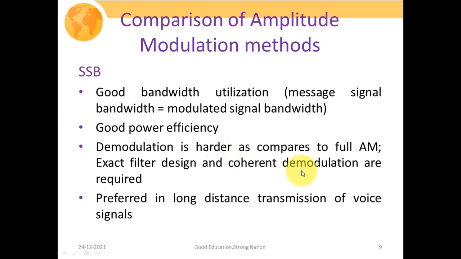Demodulation is harder as compared to full AM. Exact filter design and coherent demodulation are required, as we already studied in the SSB system, where we saw that we require high quality factor filters with a high roll-off factor, which can selectively select one sideband and completely reject the other sideband. So the demodulation part is quite complex. It is preferred in long distance transmission of voice signals. This is the basic application area of the SSB-SC signal.